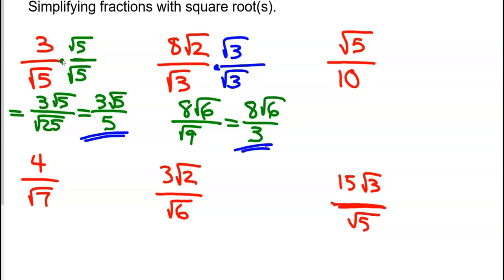On the third problem, it actually is already simplified. And from the start, I said we're trying to simplify fractions that have a square root in the denominator. The third fraction does not have a square root in the denominator, so we consider this fraction simplified.